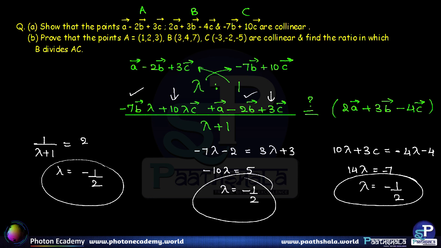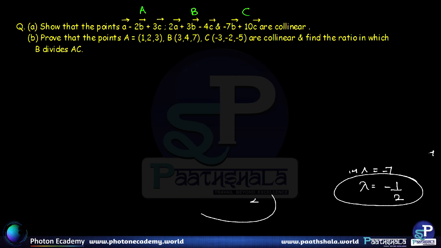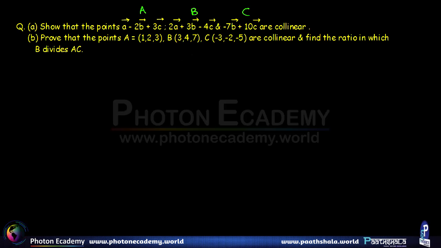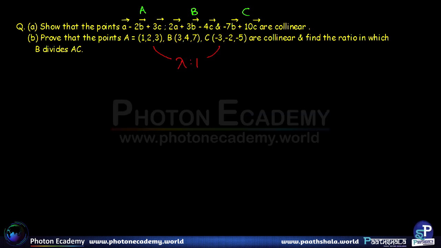Now let's move on to the next part, part B. So for part B, we have to do the same thing again, but over here instead of the vector, they have given us the coordinates of A, B and C. And we have to prove that they are collinear, and we have to find out the ratio in which B divides AC. So we have to do the exact same thing that we did in the previous sum. So suppose B is dividing AC in the ratio lambda is to 1, and if we get a consistent value of lambda for all three equations, then the collinearity is also proved and we will also find our ratio.